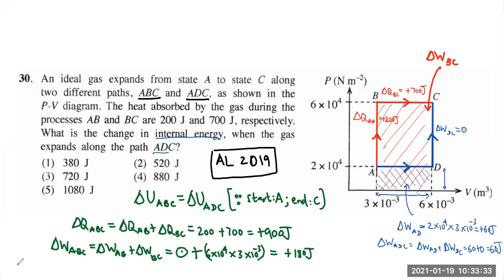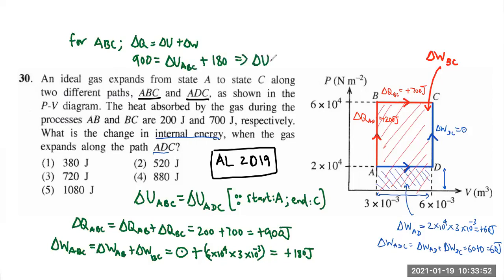So for ABC, if you apply delta Q equals delta U plus delta W, delta Q is how much? 900. Delta U we have to find out for ABC. Delta W is 180. Therefore, the final answer will be plus 720 joules. That is delta U ABC. But we know delta U ABC is equal to delta U ADC. So finally, you can say delta U ADC is also equal to 720 joules. The answer should be the third option for this question.